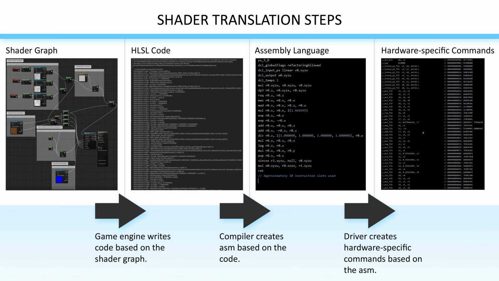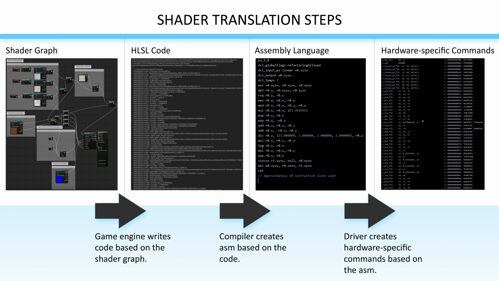And in this step, we're going to see a few more reasons why instruction count is a poor estimate for performance. All right, now that we have a better understanding of the steps required to translate your shader graph into something that the graphics hardware can execute, let's take a look more specifically at what happens in these steps where we're translating HLSL code into hardware-specific commands.